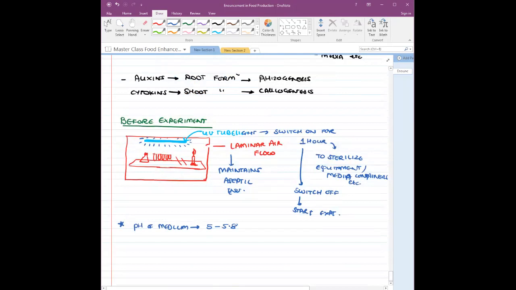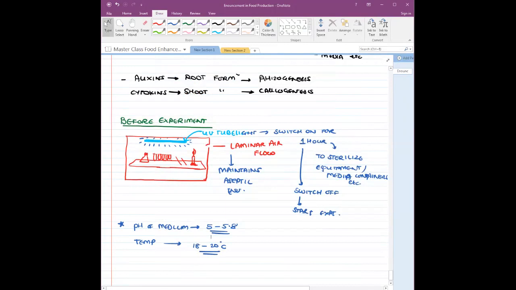And guys, the temperature of the medium, we need to maintain the temperature throughout. This is going to be around 18 to 20 degrees Celsius. So you need to keep this in mind because this is the place at which everything is going to start.